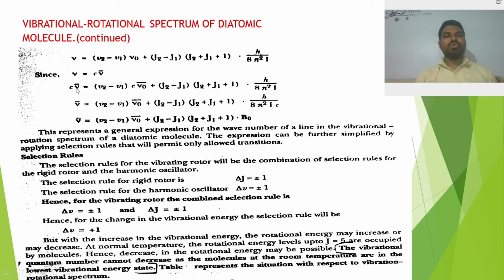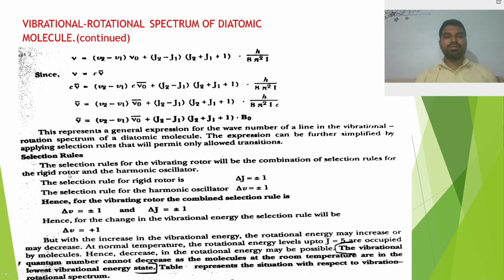Where ν bar will be (ν2 − ν1)ν0 bar + (J2 − J1)(J2 + J1 + 1)h/8π²Ic, and ν bar will be (ν2 − ν1)ν0 bar + (J2 − J1)(J2 + J1 + 1)B0. This represents a general expression for the wave number of a line in the vibrational rotational spectrum of a diatomic molecule. The expression can be further simplified by applying selection rules.